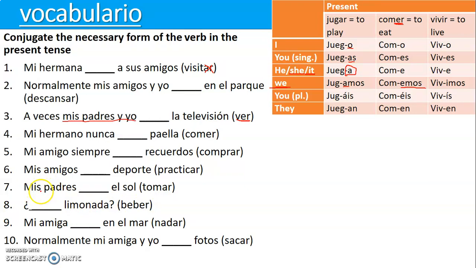This is mis padres. It's an AR verb, so we need this column here. Mis padres, and then you're going to say sunbathe. Well, if you say my parents are nice, and you don't want to say my parents, you'd say they are nice. So you use this row here, and you need this ending. So it's going to be mis padres toman el sol. This one here is a question, so you're going to use the you form, like, do you drink lemonade? That's going to be the question. Okay, so pause the video, have a go at that.